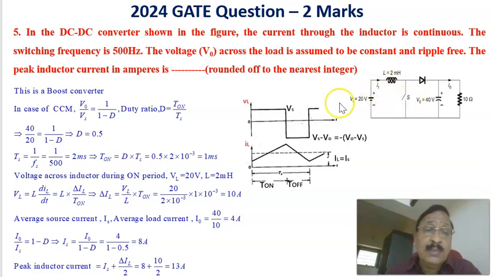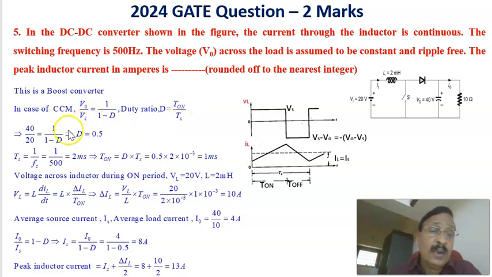Therefore, the circuit diagram is a boost converter, in which the input voltage is equal to 20 volts, and across the load the voltage is equal to 40 volts. Therefore, in continuous conduction mode, the average output voltage, that is V0 divided by Vs, is equal to 1 by 1 minus D for a boost converter, where D is called the duty cycle or duty ratio, which is equal to the on period divided by the total time period, T on divided by Ts.